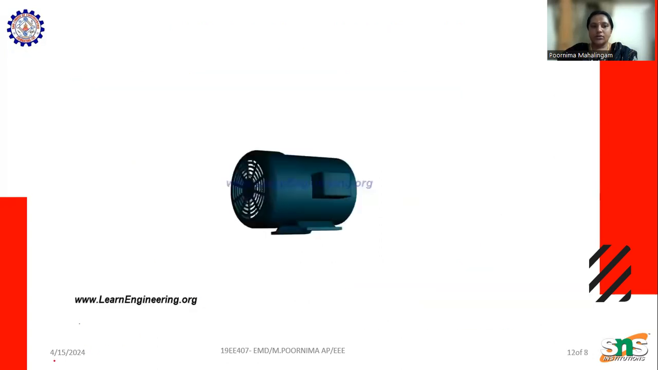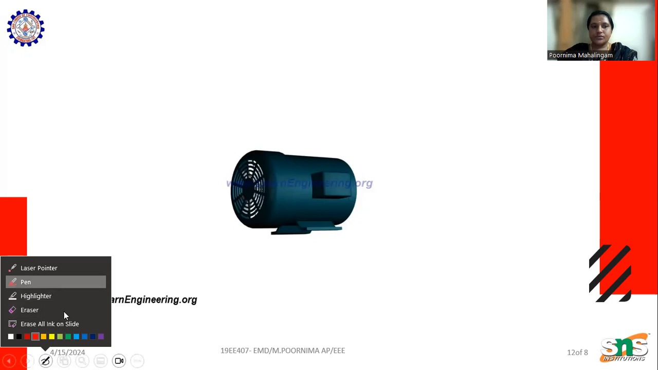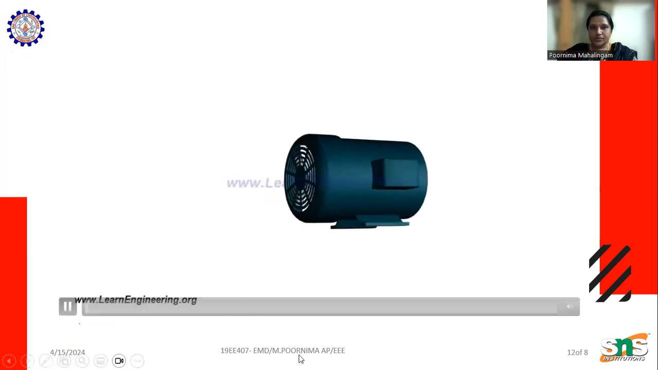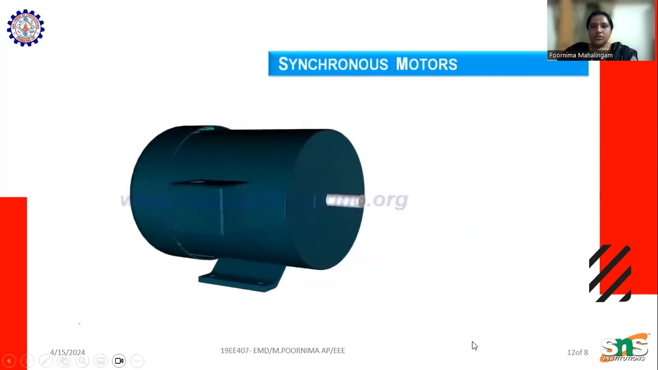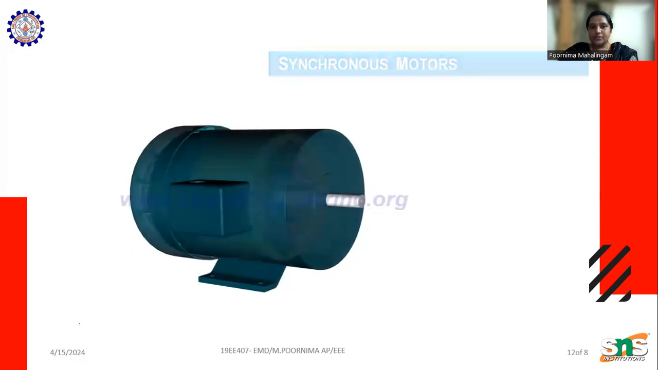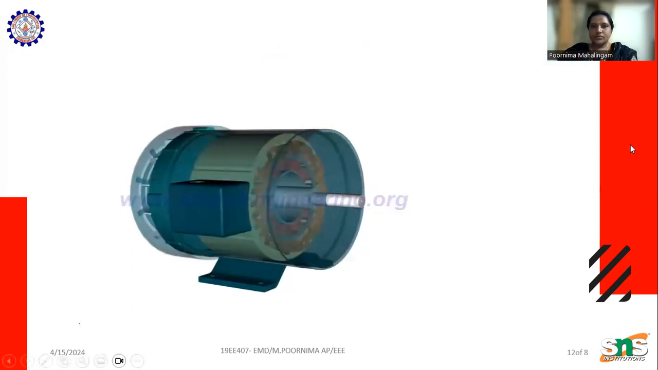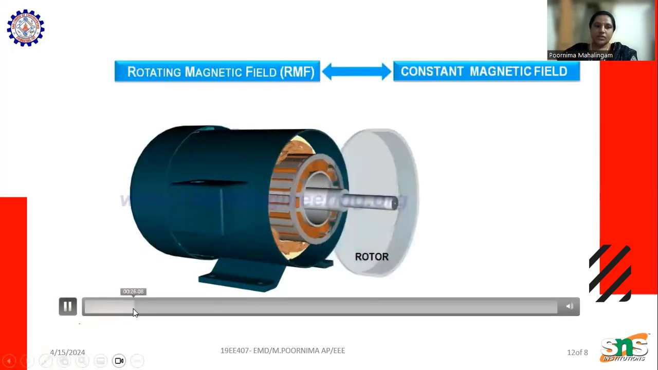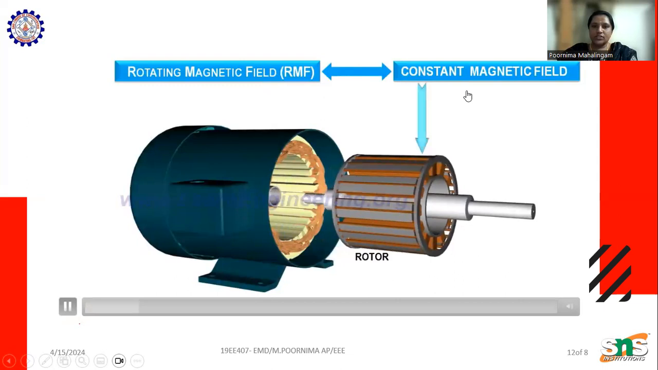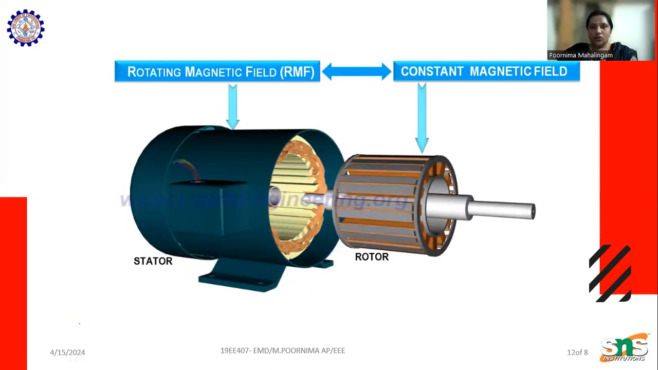Here comes a small video on the synchronous motor. A synchronous motor is capable of running at constant speed, and is mainly used in high power applications. Here, the stator has a rotating magnetic field and the rotor has a constant magnetic field.